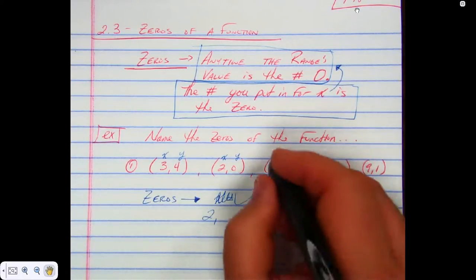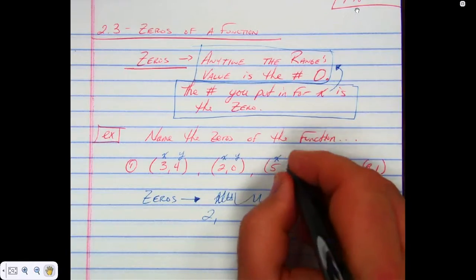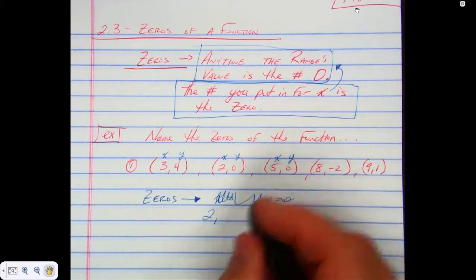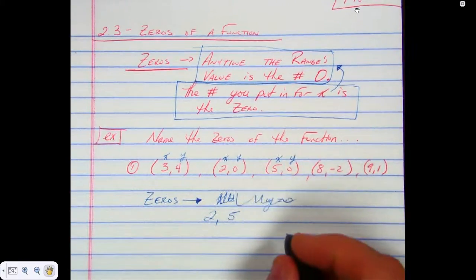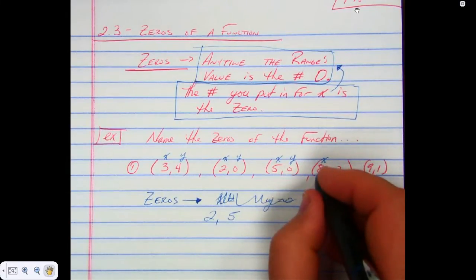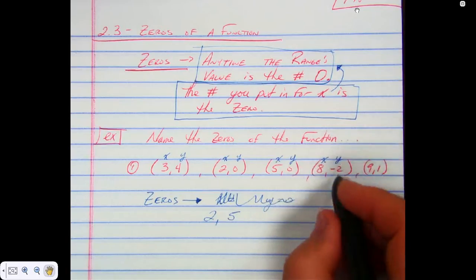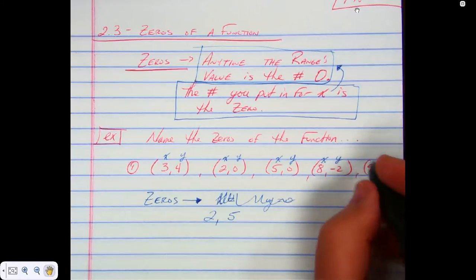Here, when I put 5 in for x, what did I get as an answer for y? 0. So is 5 a 0? Yes. 5 is also a 0 of the function. Here I put 8 in for x. Did I get 0? What did I get for y? -2. So that's not a 0, is it? Because I didn't get a 0 for the y.